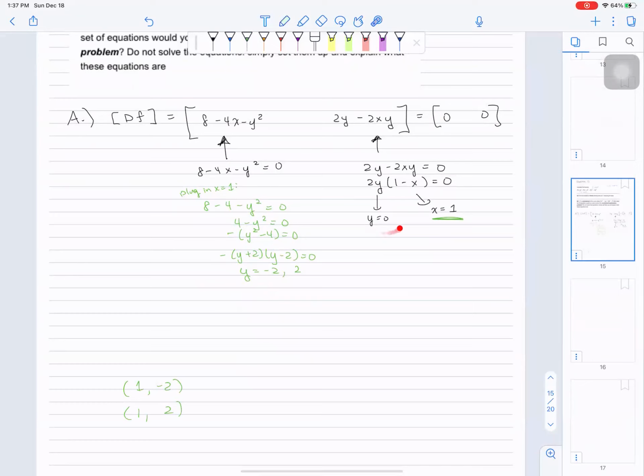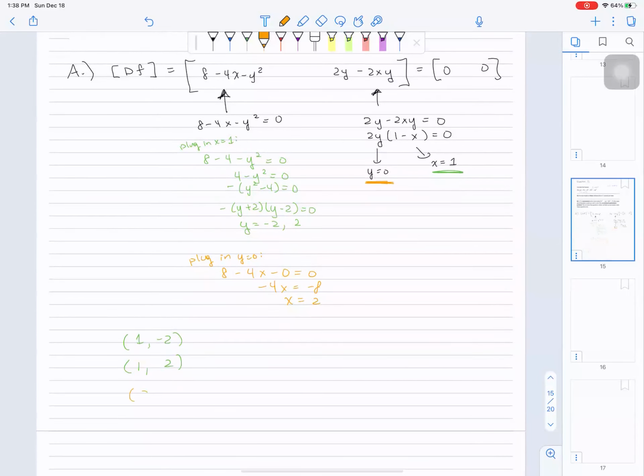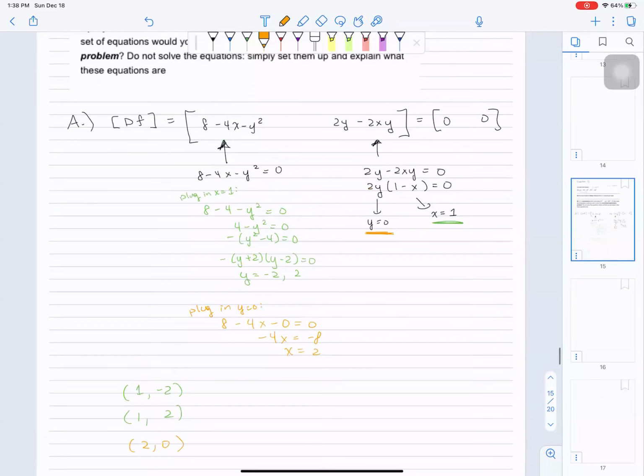Okay, what else? What about y equals 0? We have to deal with that. If y equals 0, let's plug it into this partial. So plug in y equals 0. That means I get 8 minus 4x minus 0 equals 0. So negative 4x equals negative 8. In other words, x equals 2. So I have another critical point, (2, 0). Okay, so I found all 3 of my critical points.